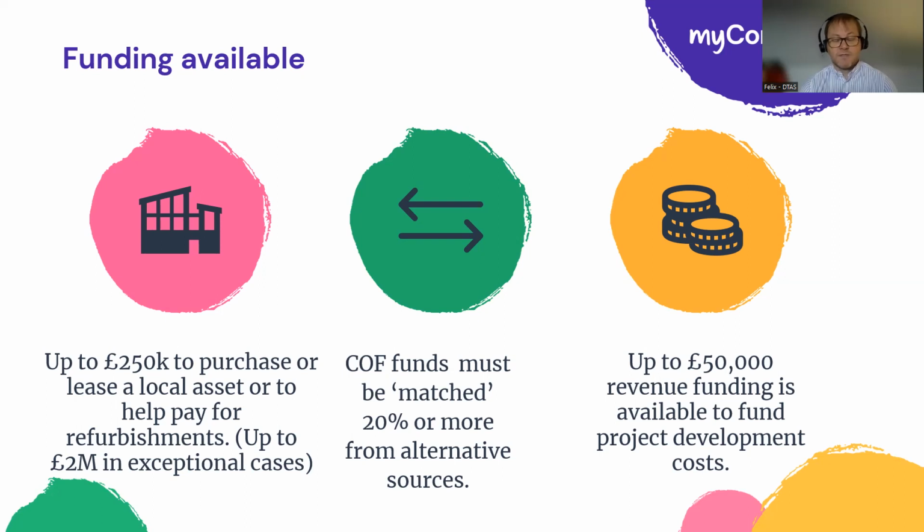The Community Ownership Fund must be matched, so you need matched funding, up to 20% from alternative sources. That could be a wide range of sources. It can be trusts and foundations, it can be government funding, all sorts of things, but you do need to find at least 20% of match from alternative sources. And then there's up to £50,000 in revenue funding as well. That's 100% funded. You don't need any match for that.